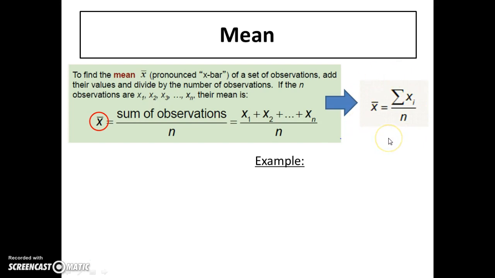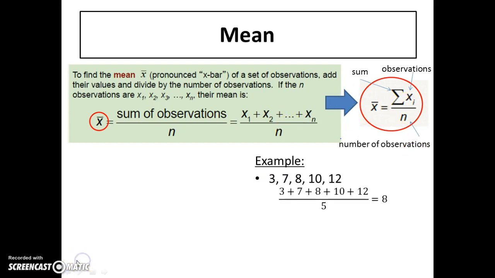And what this says is that x bar, the mean, is the sum. This sigma is a Greek letter. It means the sum of all the observations. X sub i means all of the observations, divided by the number of observations in the data set. So very quickly, this is how you calculate the mean. You add up all the numbers in the data set and you divide by the number of observations. So the average here is 8.